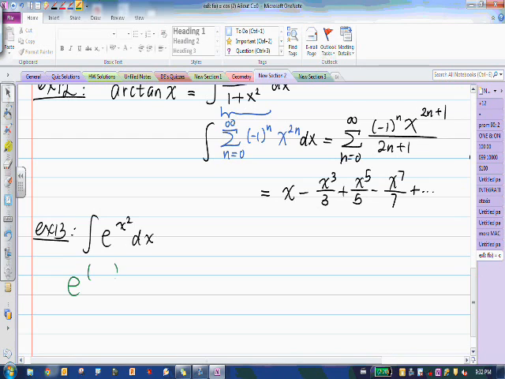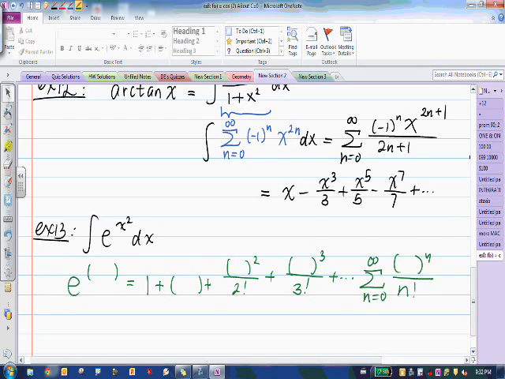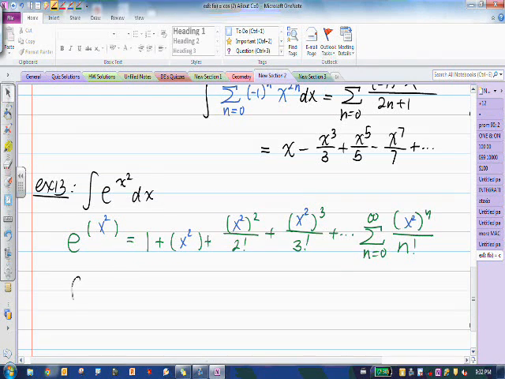If you remember from the notes that e to the something is just the following, 1 plus something squared over 2 factorial plus something cubed over 3 factorial plus dot dot dot. And in sigma form, this just works out to be sigma n equals 0 to infinity something to the n over n factorial. So naturally what we're going to plug in is x squared wherever we see an x from before. And all we're going to do is integrate that power series. So what we're integrating is sigma n equals 0 to infinity x to the 2n over n factorial dx.